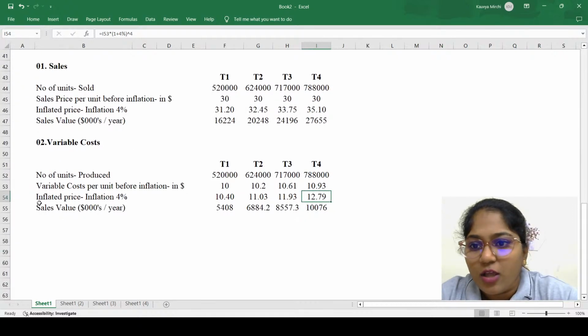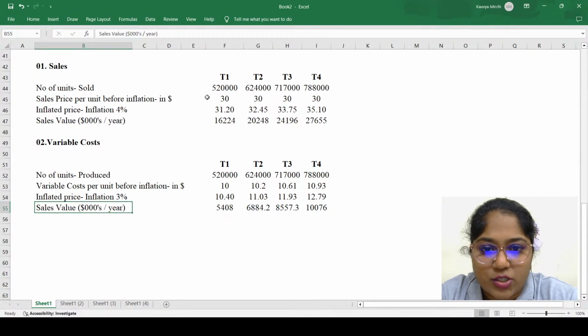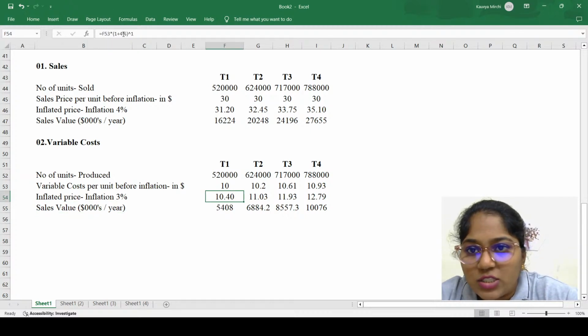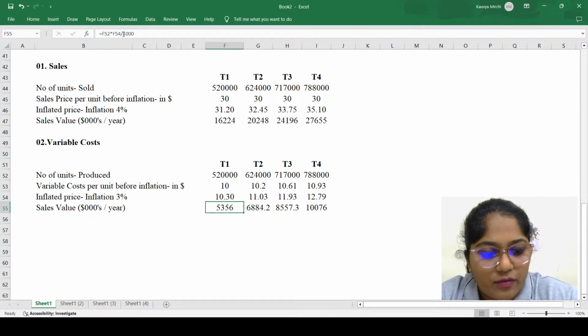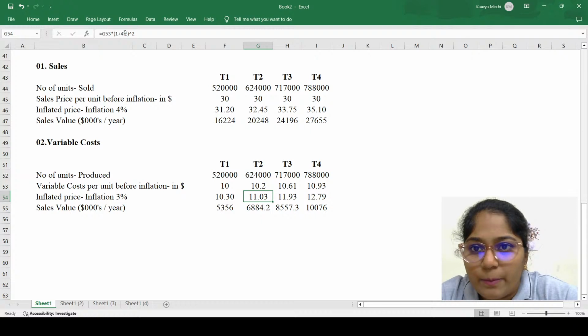It is correct. Now how much is the inflated price? Inflation is 3% here, not 4%. Make sure you know that. So here go change it to 3%. All you have to do is just change it to 3%. Once you put the formula, for the next table you really don't need to sit and do that. All you have to do is make changes. That's more than enough.